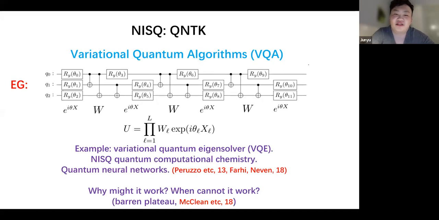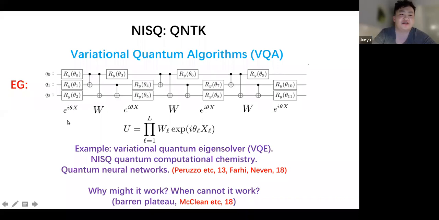Okay, let's start. About the NISQ era, often people are talking about so-called variational quantum algorithms, VQA. It's also sometimes called quantum neural networks or variational quantum circuits. The idea is that we could have a programmable version of the unitary, which could be made of relatively shallow gates, so shallow quantum circuits.